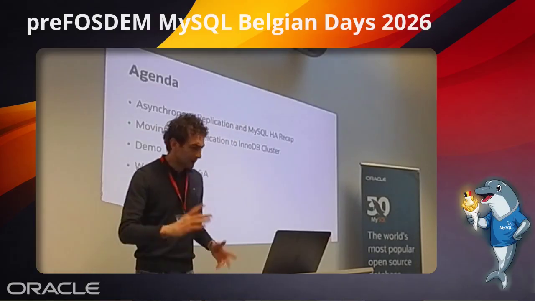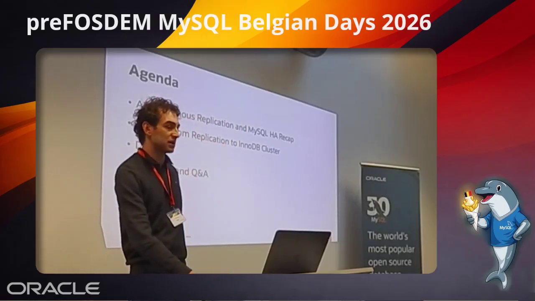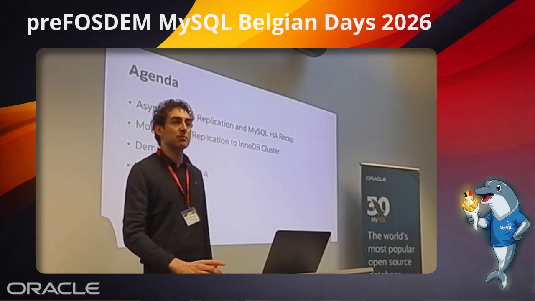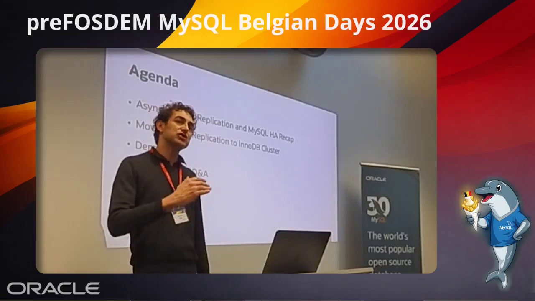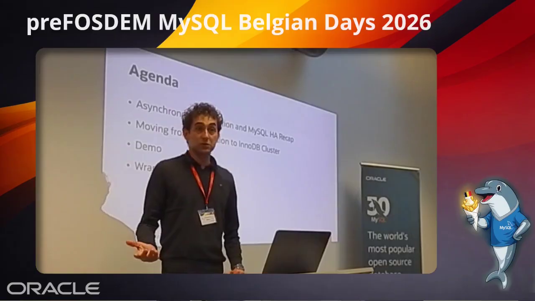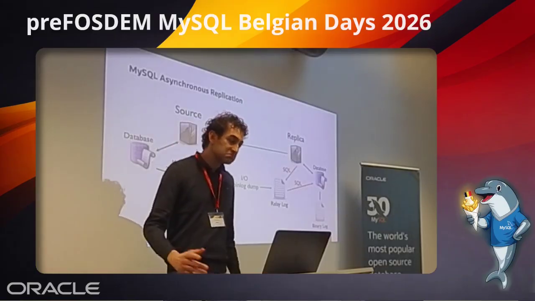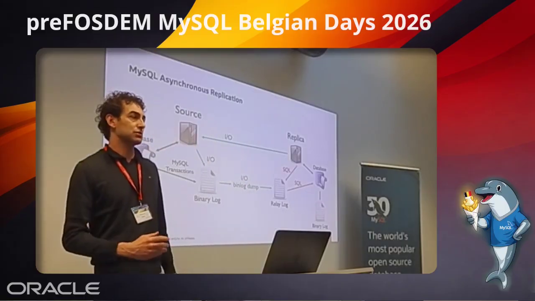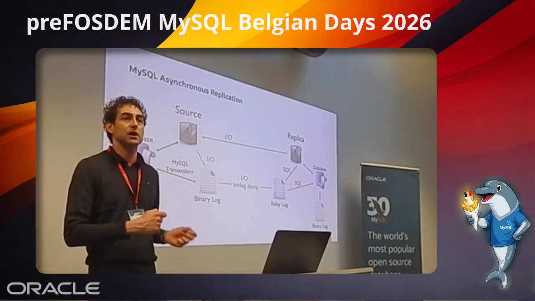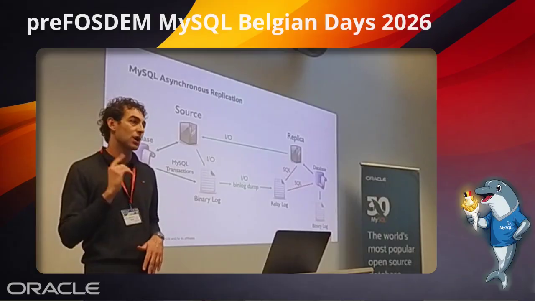So this is the agenda for today. We'll remind ourselves of replication and InnoDB Cluster, then we'll see some of the caveats which can sometimes be a roadblock, and then we'll see the demo. I suppose you all remember asynchronous replication: binary log shipping, applying the relay log, done. Easy, simple, asynchronous.